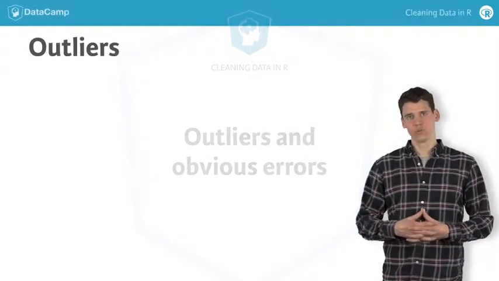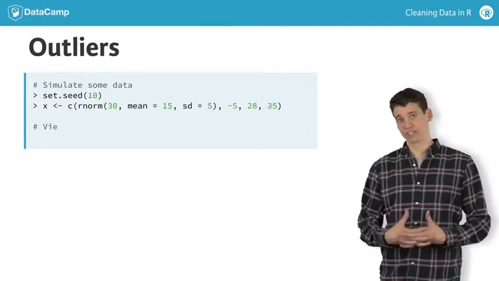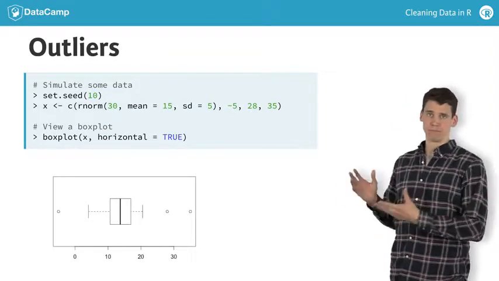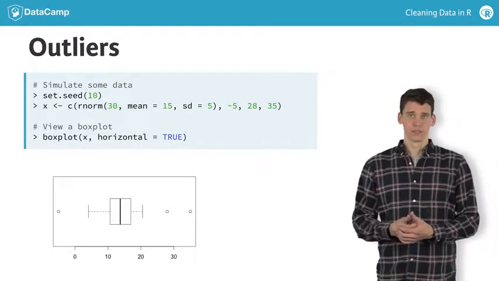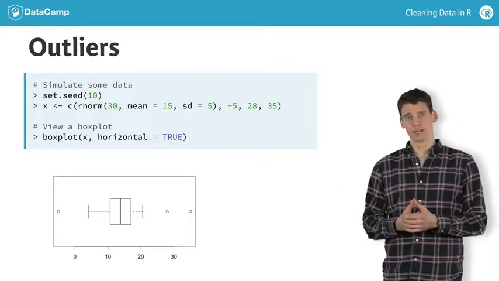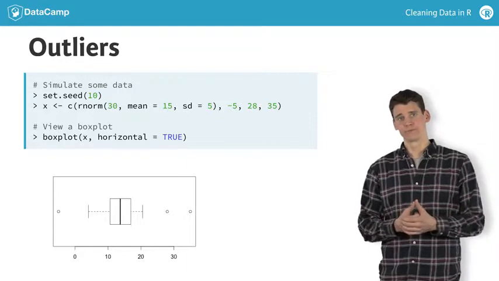In this video, we'll explore outliers and obvious errors. This is a box plot displaying the distribution of some simulated data. If this is the first time you're seeing a box plot, the idea is pretty simple.